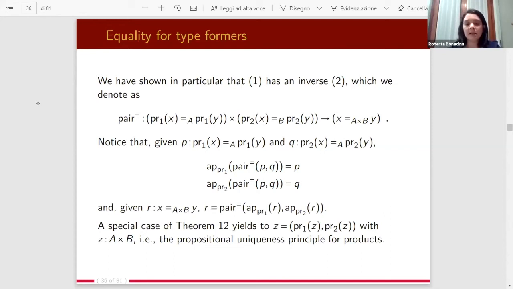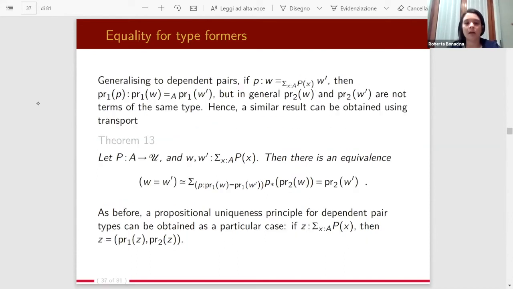So this means that up to the equality type, composing the pair equal with the AP of the projections leads to the identity. It also holds that a special case of this theorem says that when Z is a term of type A product B, then it is equal to the pair of the two projections, which is the propositional uniqueness principle for products.